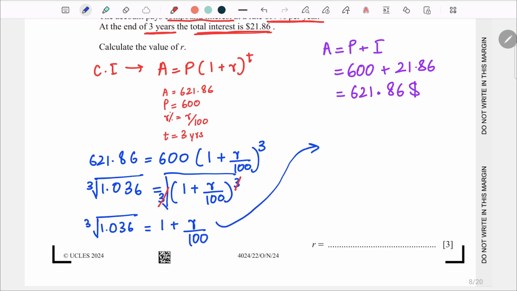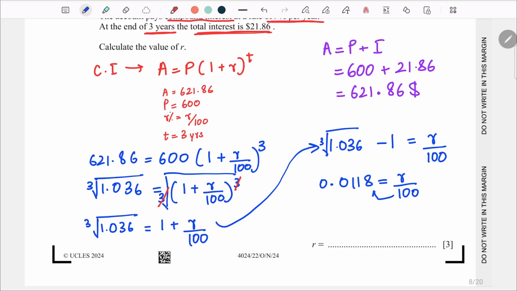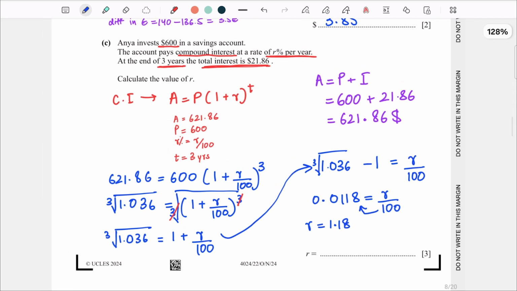And this can be simplified to cube root of 1.036 minus 1 is equal to R over 100. Answer will be 0.0118 is equal to R over 100. When I bring 100 to the other side, it will multiply, and the answer for R will be 1.18. So the value of R was asked in the question, that is 1.18%. This is going to be my final answer.